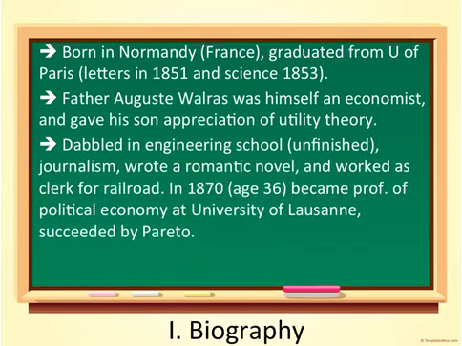Okay, Walras dabbled in engineering school. He didn't actually finish that degree. He was in journalism. Apparently, he wrote a romantic novel. Here, I'm relying on Blaug's description. And then he worked as a clerk for a railroad even. Now, in the year 1870, at this point, Walras was 36. He became professor of political economy at the University of Lausanne. And that came to be known as the Lausanne School.